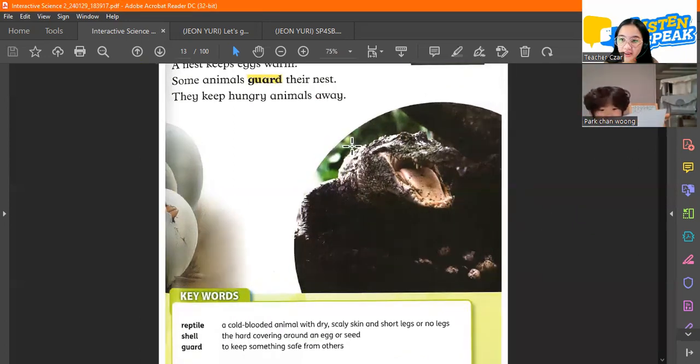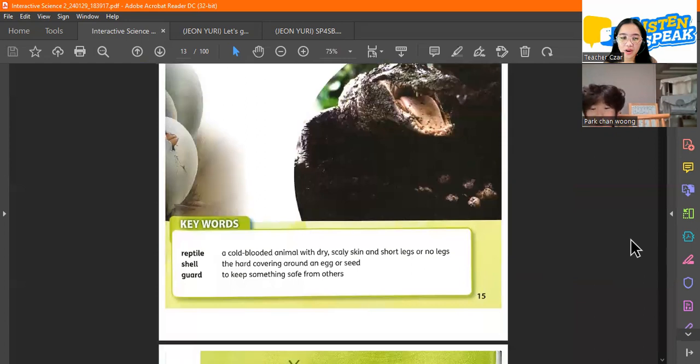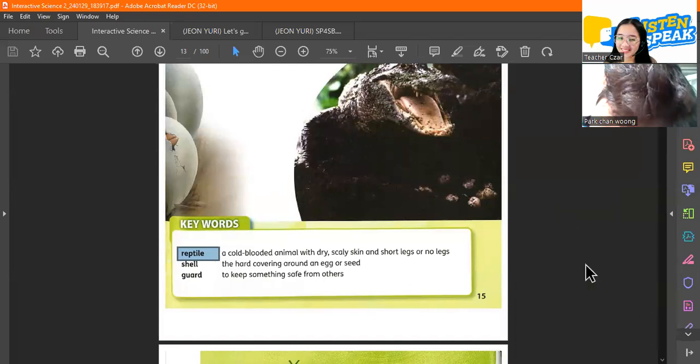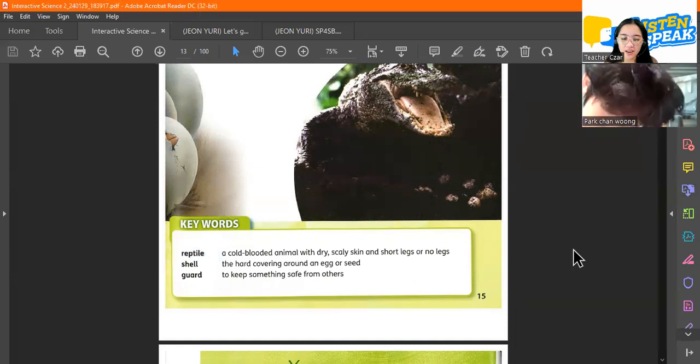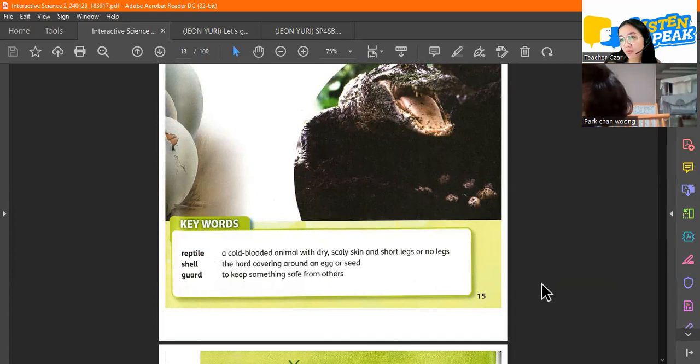Okay? So now, like this one. As you can see here, the crocodile also has its nest, and the crocodile nest is on the dirt. Now, you have the word reptile, which is a cold-blooded animal with dry, scaly skin and short legs or no legs. So what reptile doesn't have any legs? Snake. Snake, very good. On the other hand, you have the word shell, which is the hard covering around an egg, and guard is to keep something safe from others, like this crocodile who is guarding its nest.